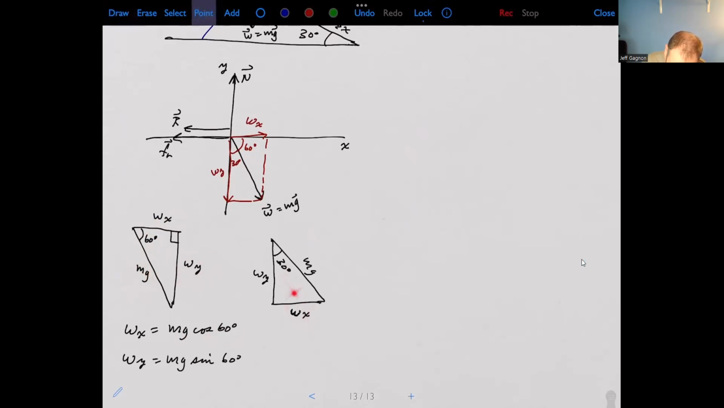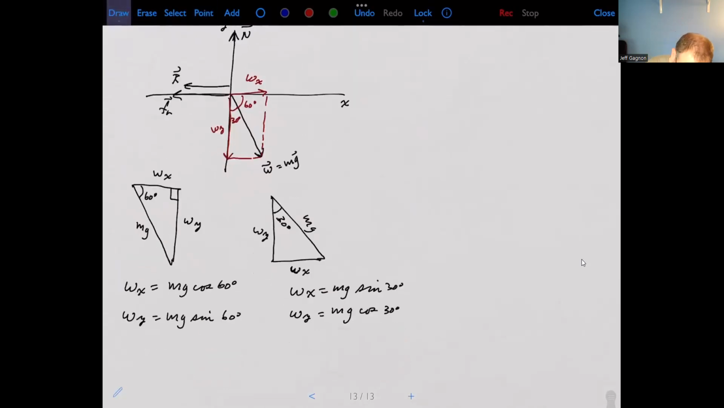So now if I want the X component, that's opposite 30 degrees, so WX would be mg times sine of 30. And WY, since it's adjacent, would be mg times cosine of 30. But it doesn't matter, because you're going to get the same answer. Why? Because cosine of 60 is the same as sine of 30, and sine of 60 is the same as cosine of 30. You just want to choose one way of doing it and stick with it. To me, the easiest way is to always use the reference angle, 60 degrees here, which we had to calculate, right? We had to do 90 minus 30 to get the 60. But then the X component always involves cosine and the Y component always involves sine. So it may be easier that way.